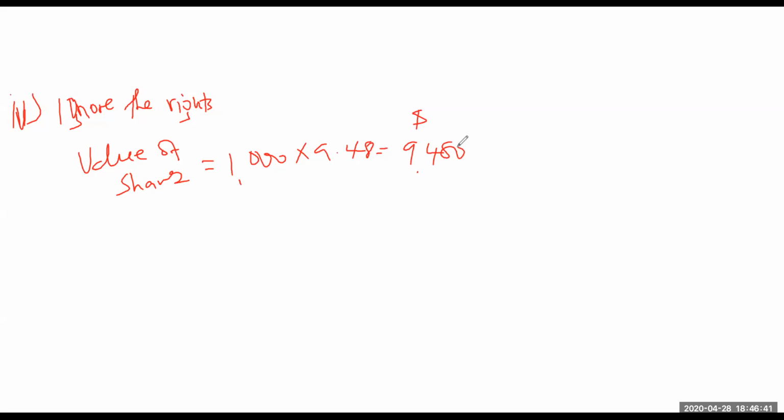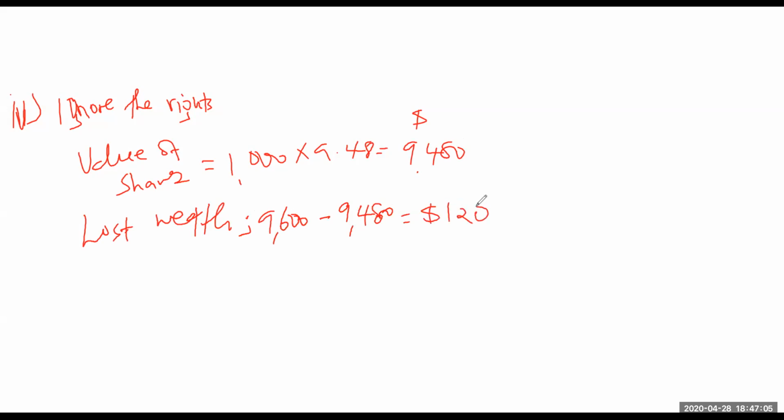Because she didn't decide to sell the rights to someone else, she ignored the entire offer. Now what happened therefore? This is going to be her lost wealth. Don't forget the wealth before was 9,600. This has decreased from 9,600 all the way to 9,480, which is equal to 120.